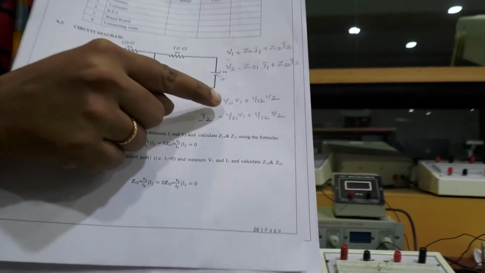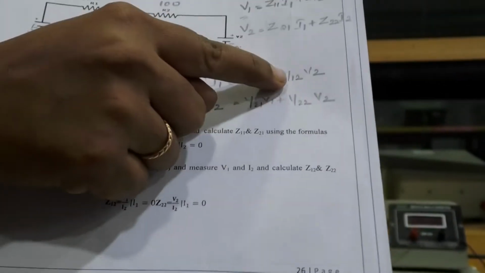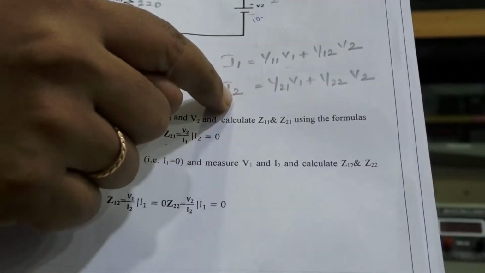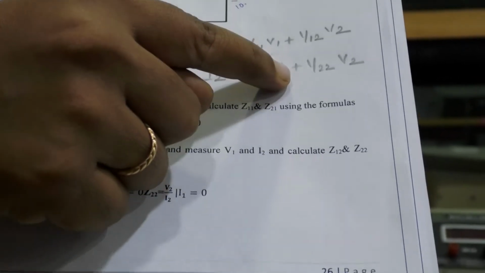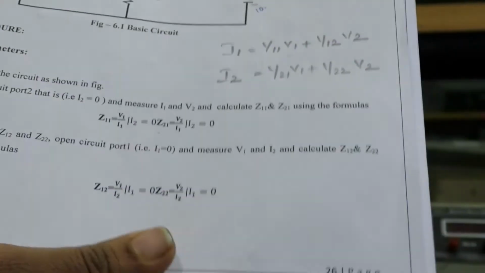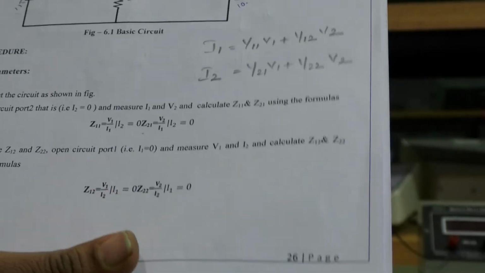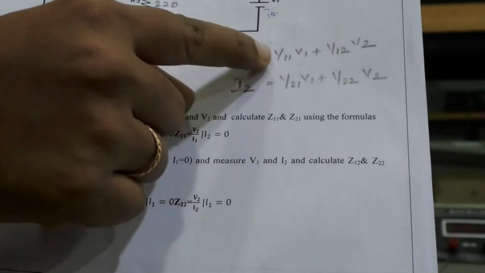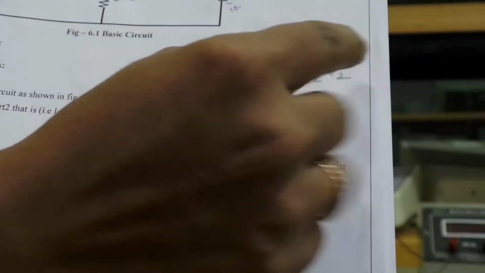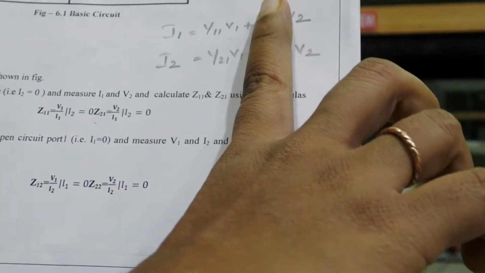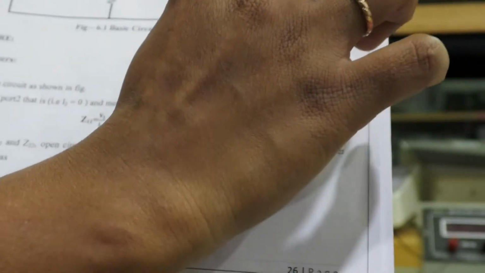So I1 is equal to Y11 V1 plus Y12 V2, and I2 is equal to Y21 V1 plus Y22 V2. Okay, so these are the equations of your Y parameters. At least by seeing these two equations itself, we can say that, so first, by making I1 and I2.